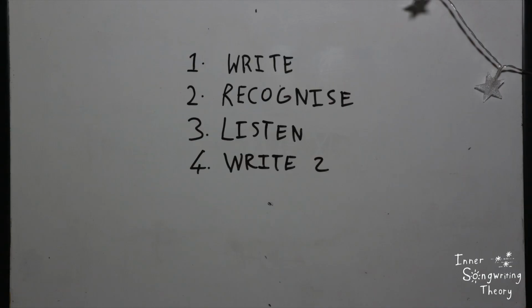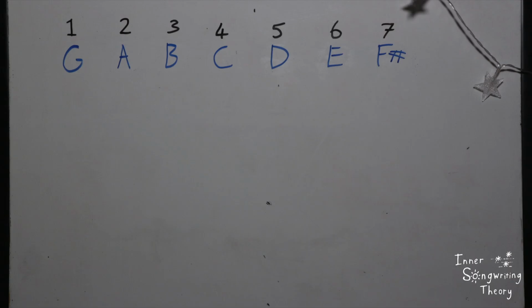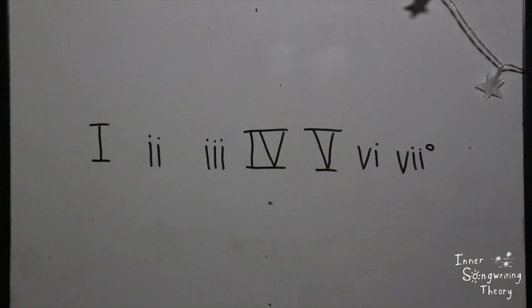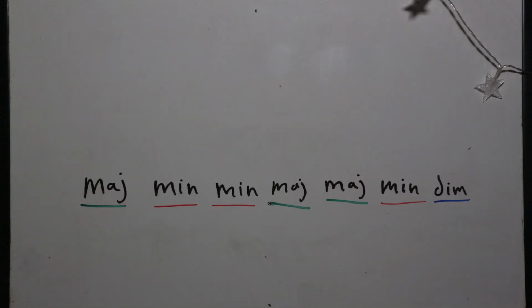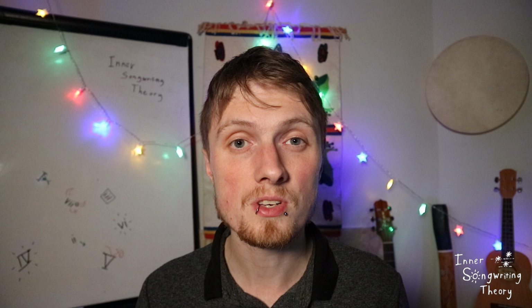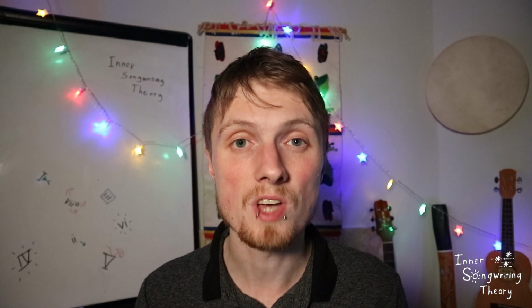Number 4, write out the concept. Treat it like a maths problem. Write it down or do it in your head. Work out your major scale, apply the harmonic chord progression. Remember, it always has the same order of maj min min maj maj min dim. This isn't a foolproof method, but it is close. Experiment and have patience. Here are a couple of tips to get you started.